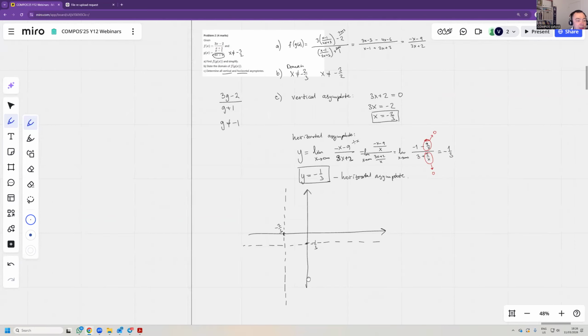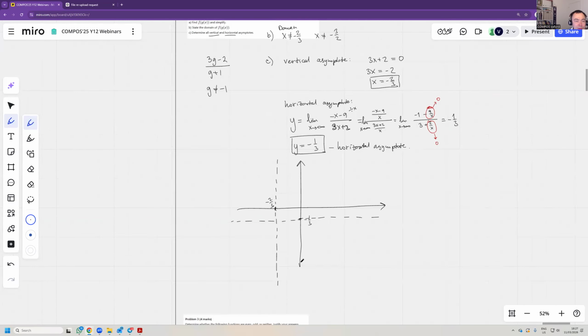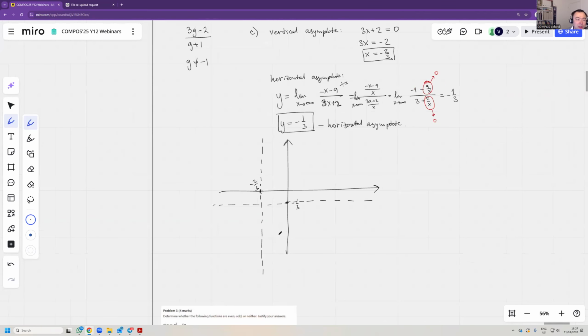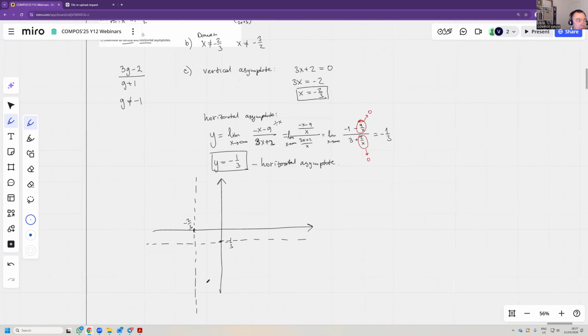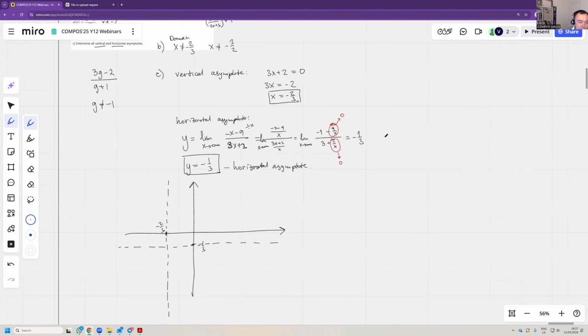And then what do we have? Do we have the zeros? Zeros. So minus x minus 9 over 3x plus 2. So the zero is x equals -9. Okay, so -9.